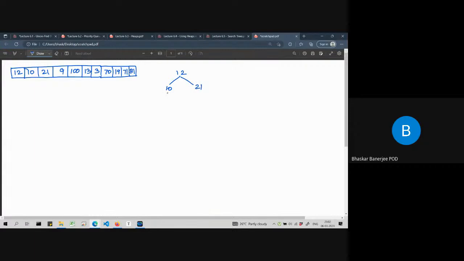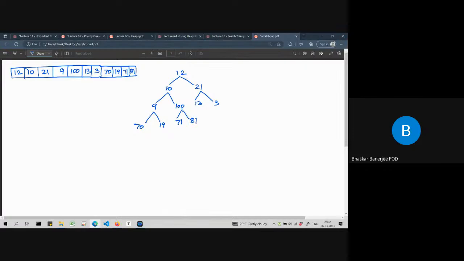So 21, 100, 13, 3, 70, 19. Whatever I'm discussing now is very, very important with respect to the coding part of heap. If you understand these steps, you would understand how to code it up. I would discuss the pseudocode anyway. 71.